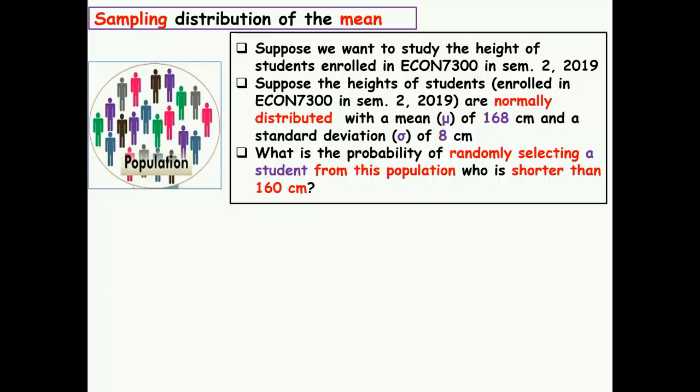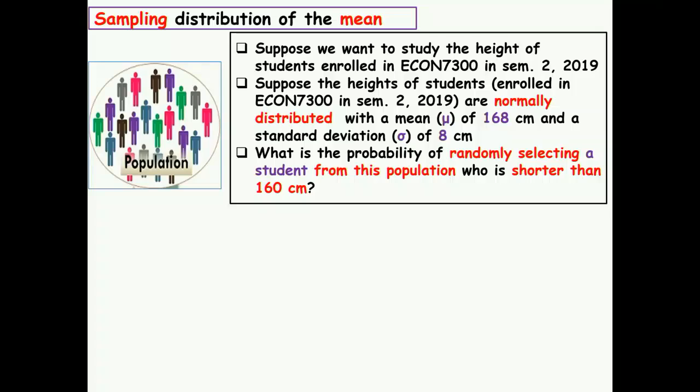Now I am picking one student. I pick randomly one student and I am asking a question. What is the probability of randomly selecting a student from this population who is shorter than 160 centimeter?